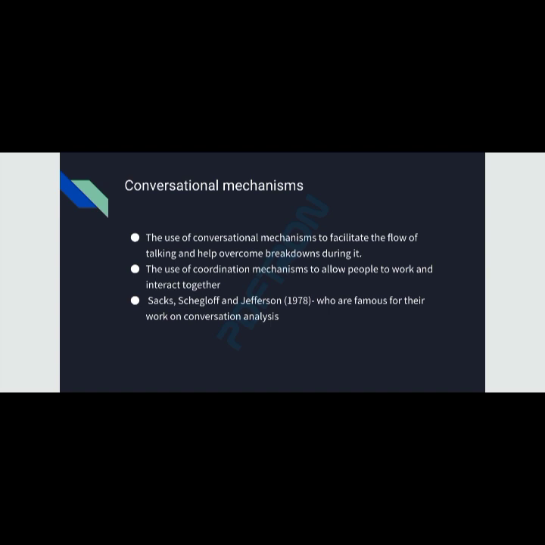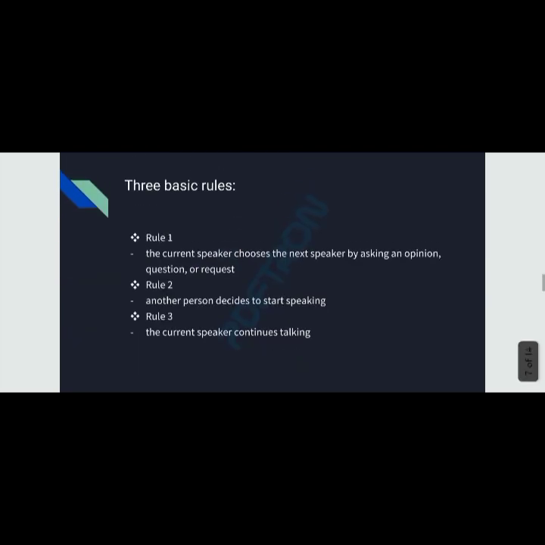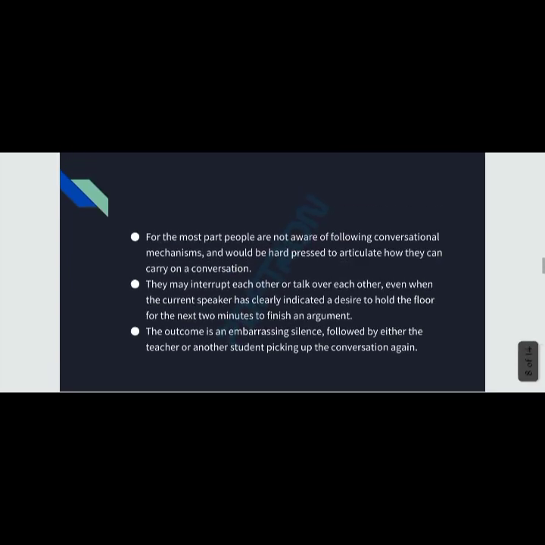Sacks, Schegloff, and Jefferson, 1978, are famous for their work on conversation analysis. So there are three basic rules. The first rule is the current speaker chooses the next speaker by asking an opinion, question, or request. The second rule is another person decides to start speaking. The third rule is the current speaker continues talking.